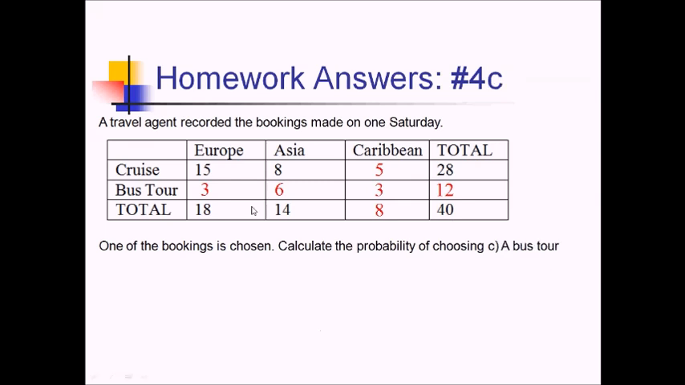For part C, one of the bookings is chosen, so again, 40 is the denominator. We want the probability of choosing a bus tour. So there's only 12 bus tours out of 40, so that's our probability. So this is really like 3 out of 10 or 3/10 or 0.3.